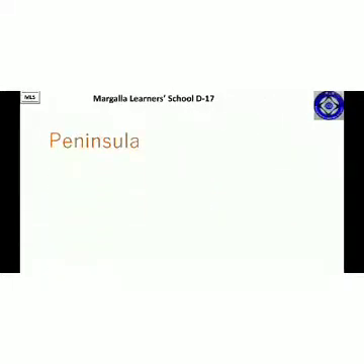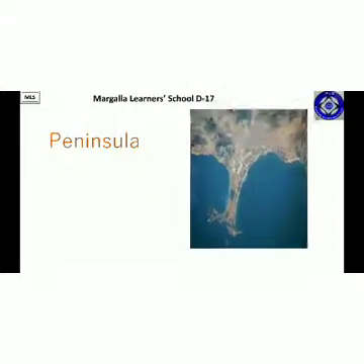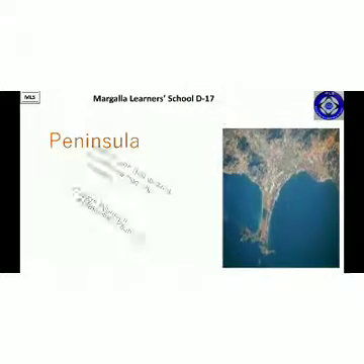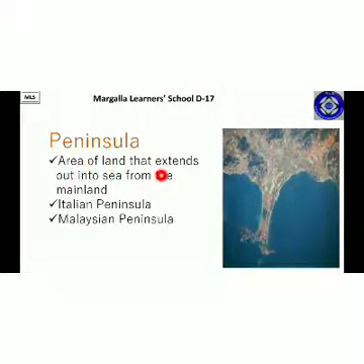First of all, we have peninsula. A peninsula is an area of land that extends out into sea from the mainland. As you can see in this picture as well, this is mainland, or you can say central land, and a part of it is extending into the sea. This extended form of land is known as peninsula. The Italian peninsula and Malaysian peninsula are a few of the famous peninsulas in the world. We have a video clip as well.